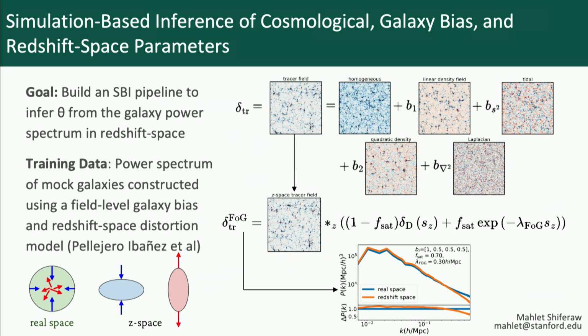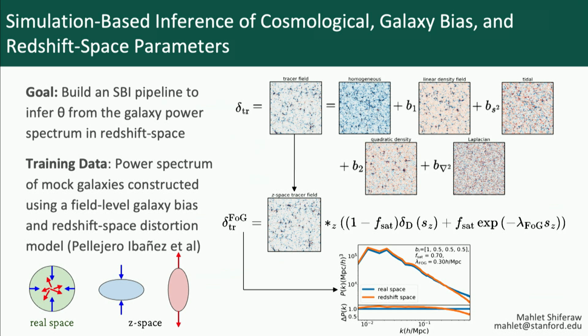Galaxies' observed positions are actually distorted due to their peculiar velocities in addition to the Hubble flow velocity. What this means is that on large scales, structure is squashed along the line of sight, and this boosts clustering. On small scales, structure is elongated, so that suppresses clustering. And we want to build a training set which reflects that.